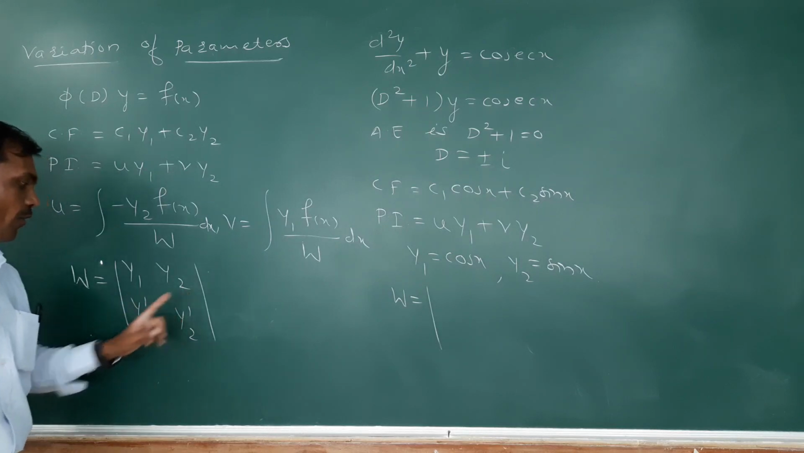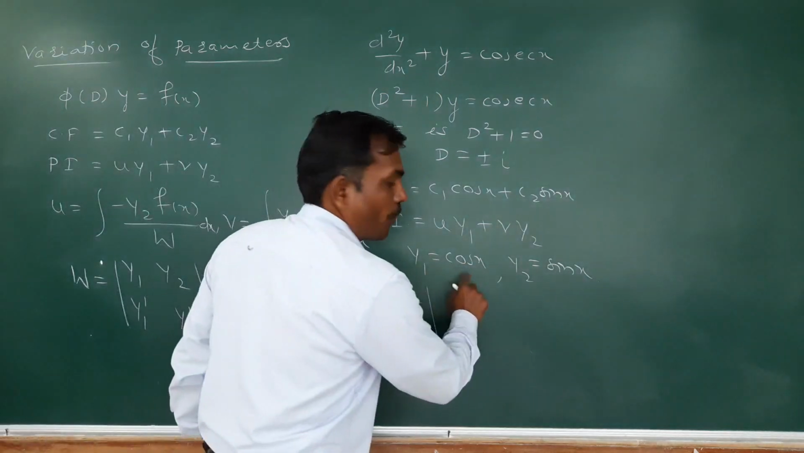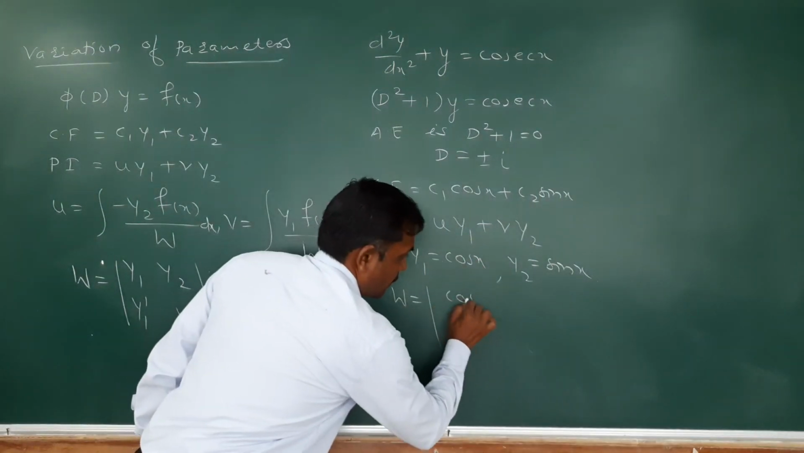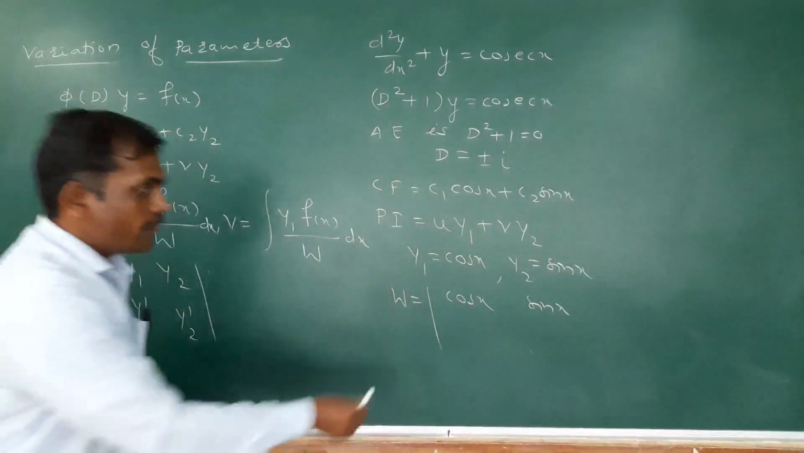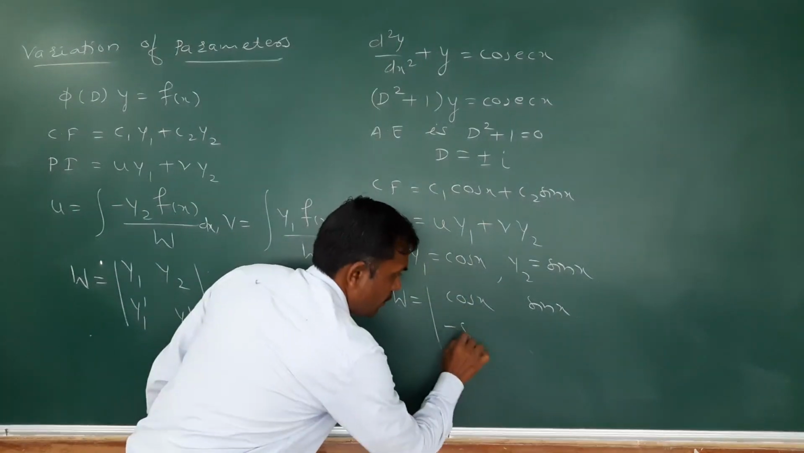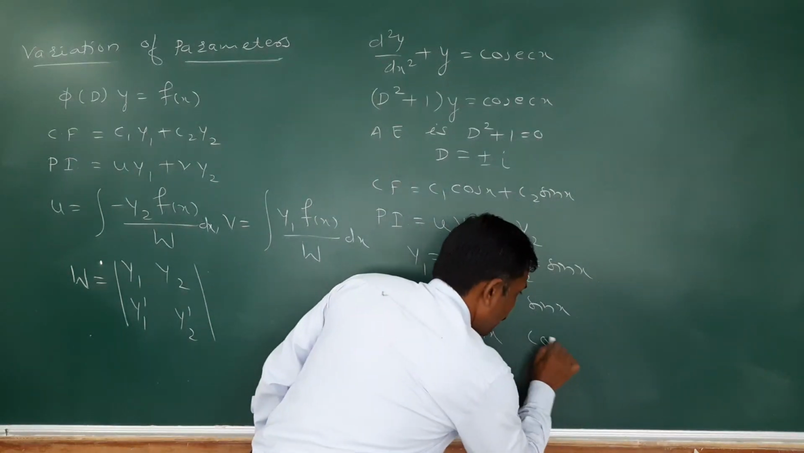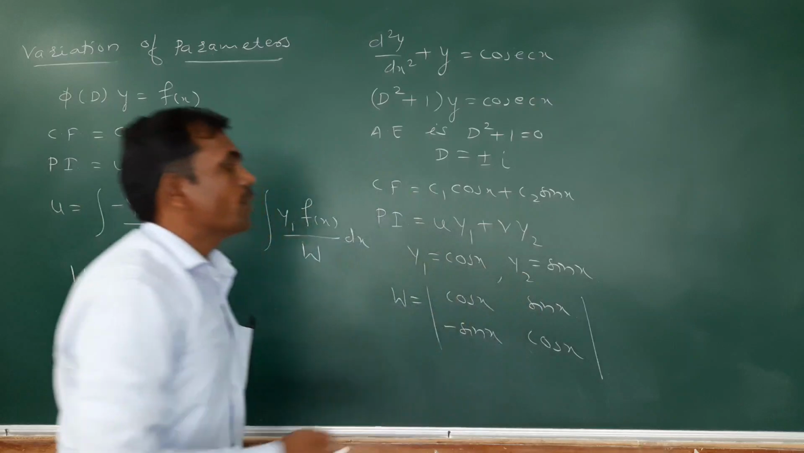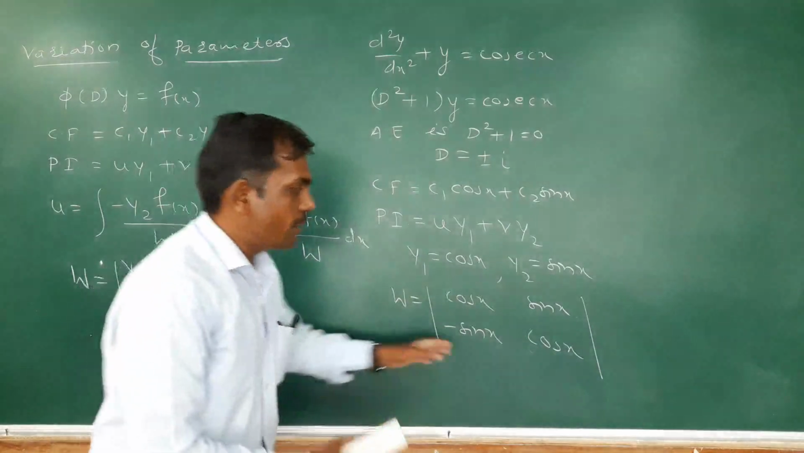Determinant y1 y2, y1 dash y2 dash. Now put the values here. y1 means cos x, y2 is sin x. What is the derivative of cos x? It is minus sin x. And what is the derivative of sin x? It is cos x. So I get cos x, sin x, minus sin x, cos x.